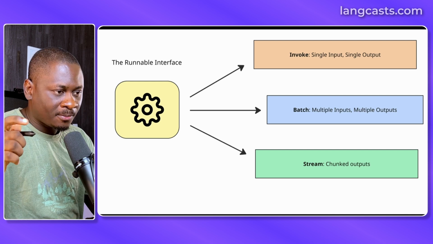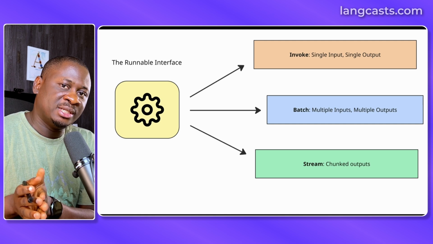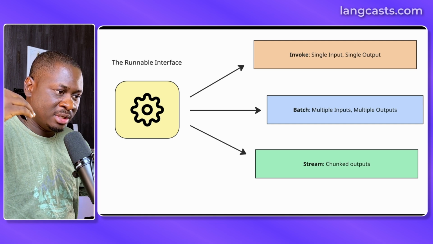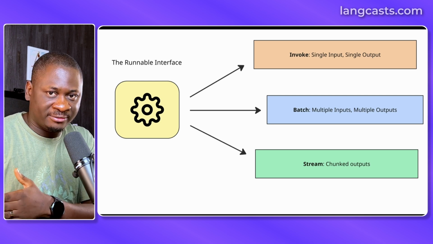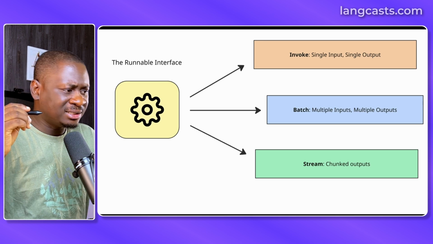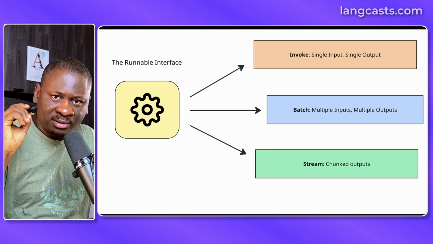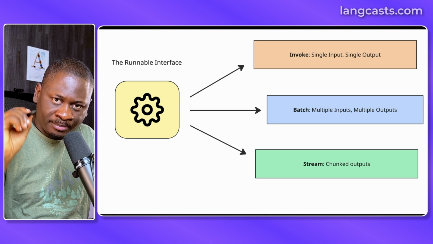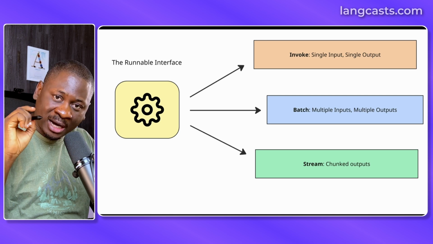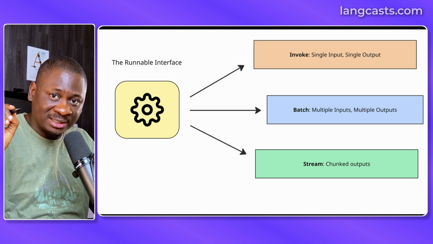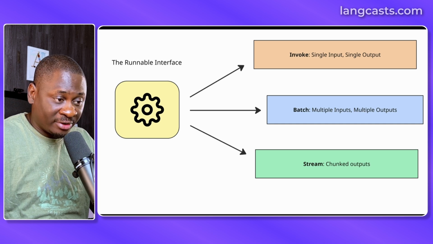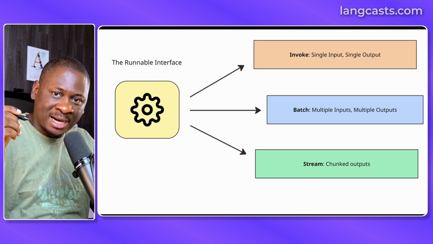The runnable interface. A runnable is actually an interface that components implement so that they can have the features that a runnable is supposed to have. The interface defines standard features that a runnable is supposed to have. And a runnable exposes three main methods that have to be implemented. Any type of runnable in LangChain has to have three main methods or attributes or characteristics, whatever you want to call it. First, it can be invoked.